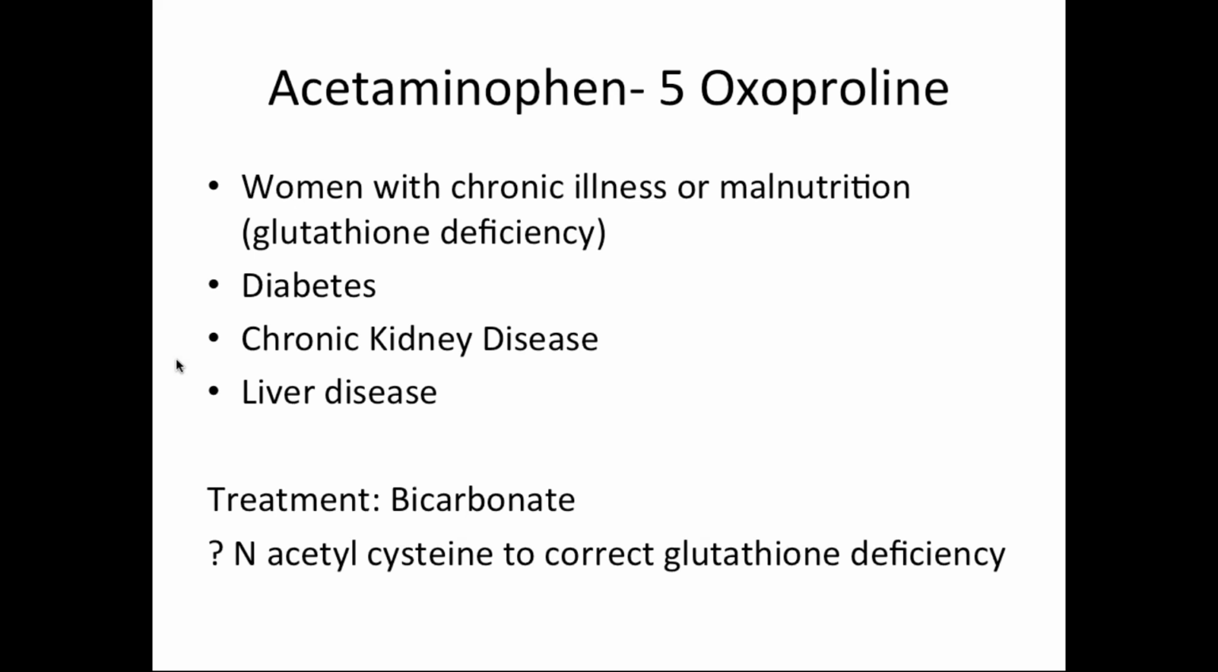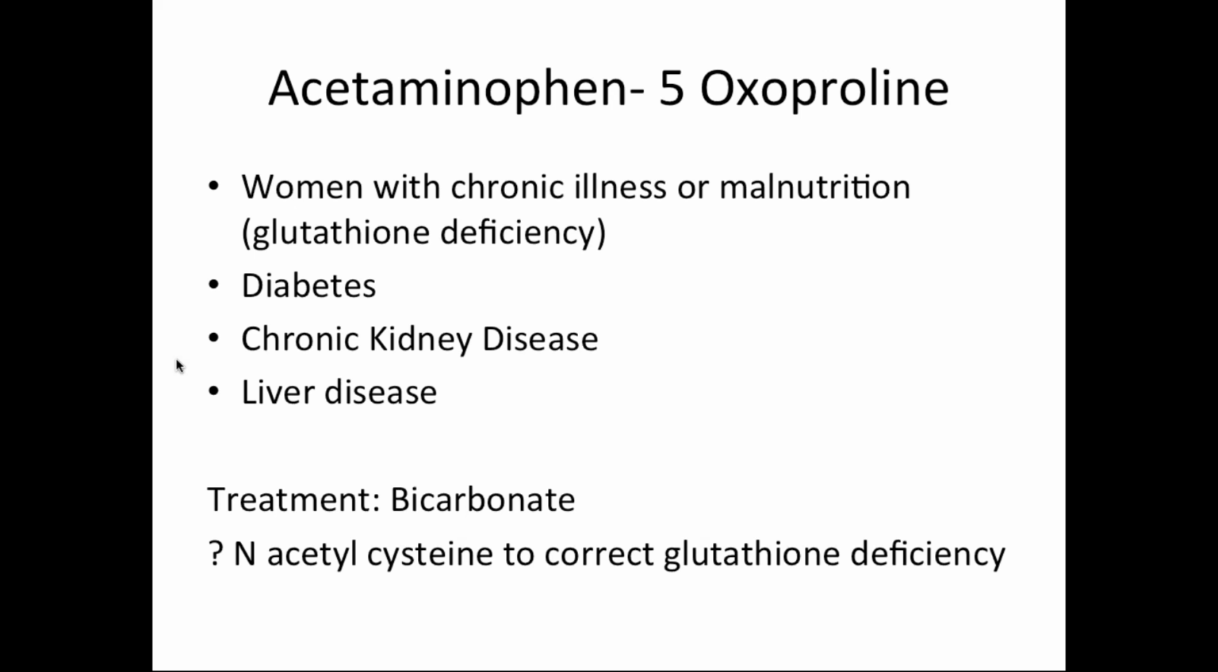It can also be a part of inherited disorders in which there is a block in one of the enzymes leading to its metabolism, and so that can cause 5-oxoproline to accumulate. The treatment is to give bicarbonate to correct the acidosis, and then if it is due to acetaminophen, holding the acetaminophen and letting the body metabolize it.